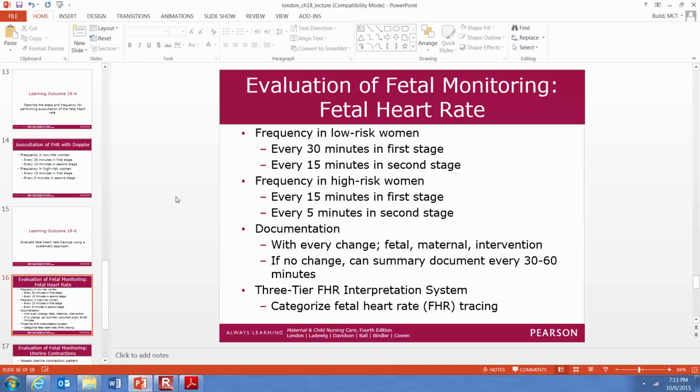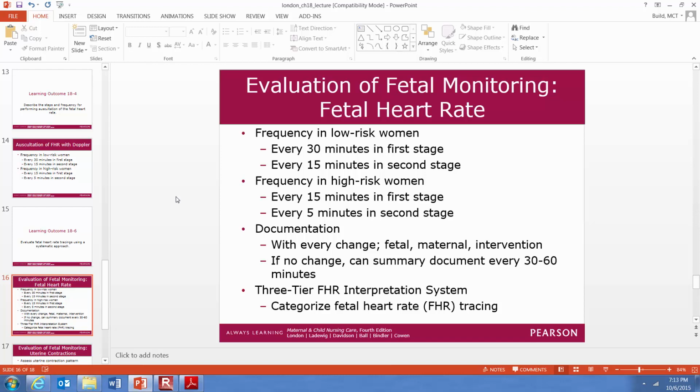If my assessment is different in any way, shape, or form, my fetal heart rate is different, my contraction pattern is different, my mom's vital signs are different, maybe I started Pitocin, maybe I had to give oxygen, maybe I had to start IV fluids. If something was different, or if I did an intervention, then I have to document. Okay, do you understand that? I wish I could see you.